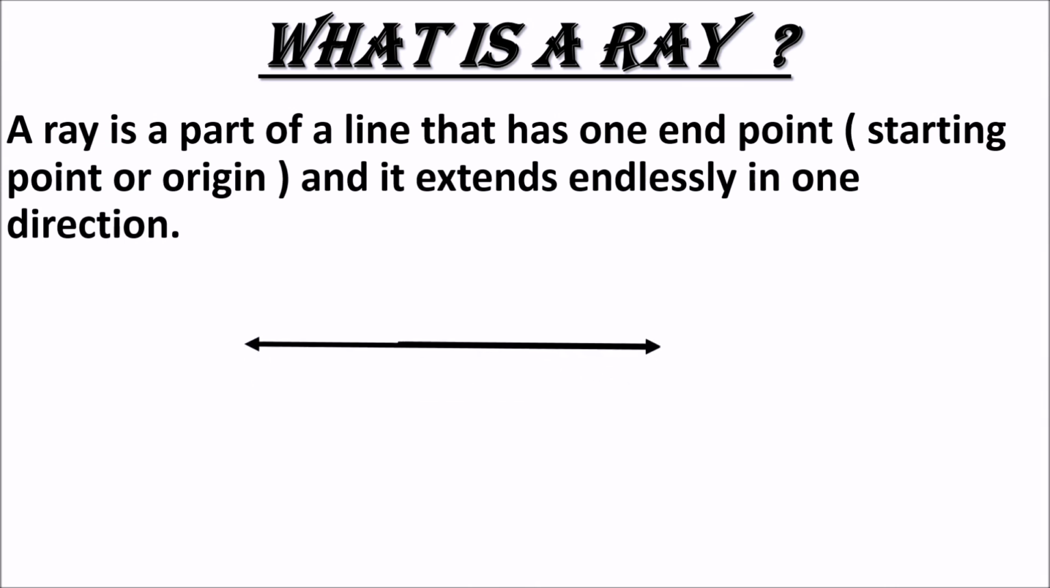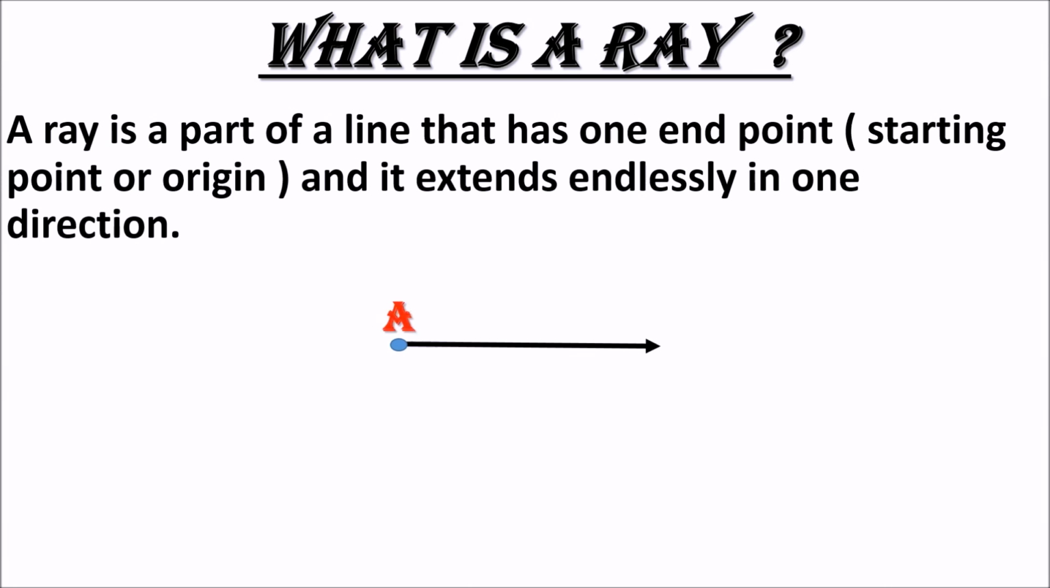See, here we have a line, and this portion is a part of a line. This part is an example of a ray. You can say that it has one end point, this point. This point is called the end point of a ray. It is also called the fixed point of a ray. You can say that it is the origin of a ray, or the starting point of a ray.